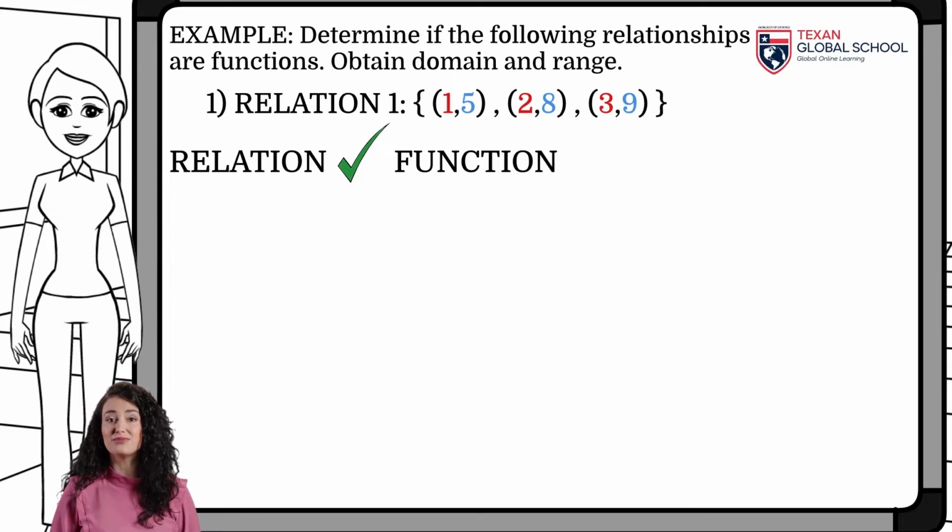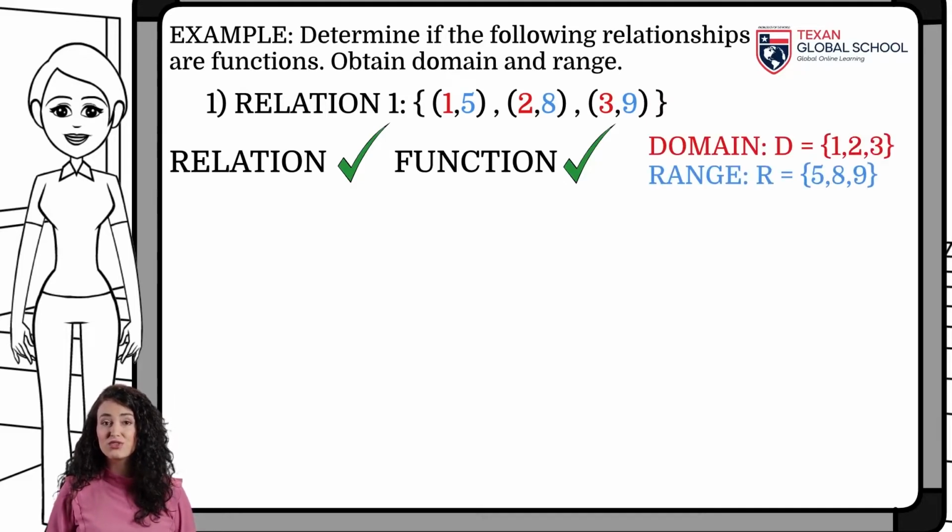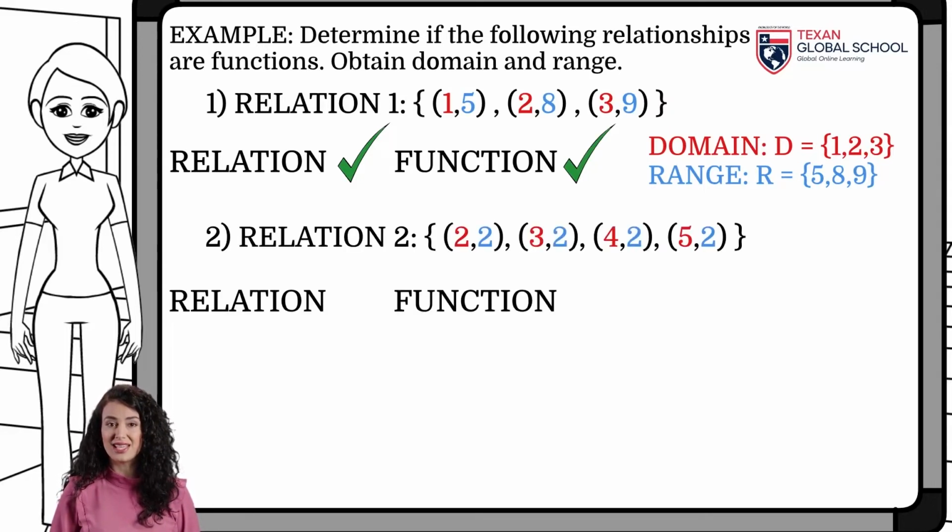As we can see, the points 1, 5, 2, 8, and 3, 9 form a relation since these 3 points are a subset of the Cartesian plane. They are also a function, since there are no different pairs with the same first element. The domain, made up of the first elements of the ordered pairs, is the set whose elements are 1, 2, and 3. The range, made up of the second elements of the ordered pairs, is the set whose elements are 5, 8, and 9.